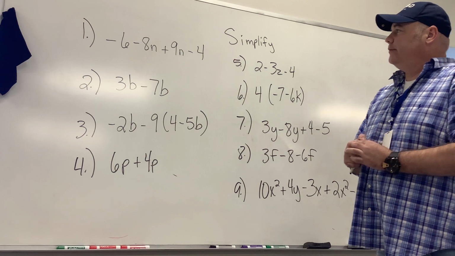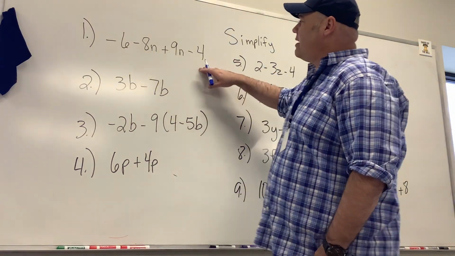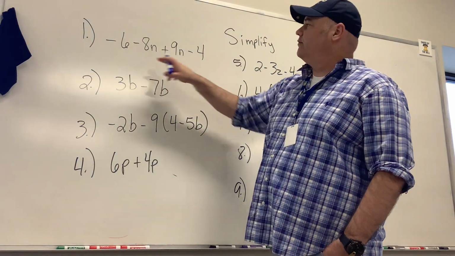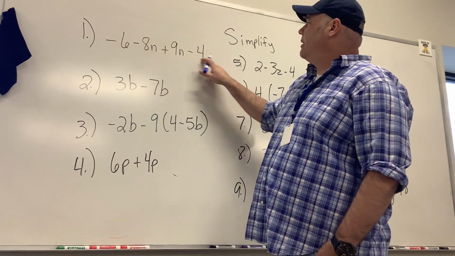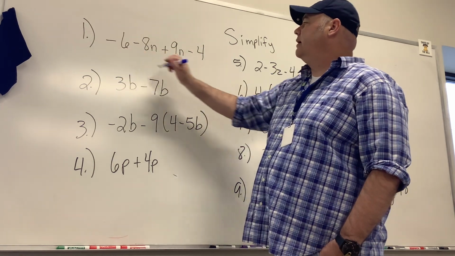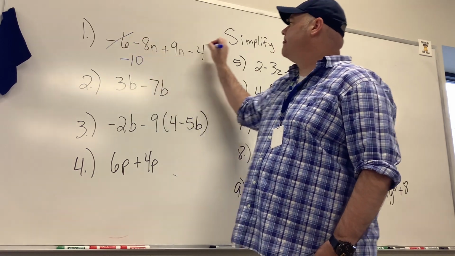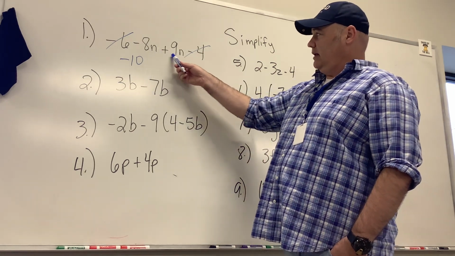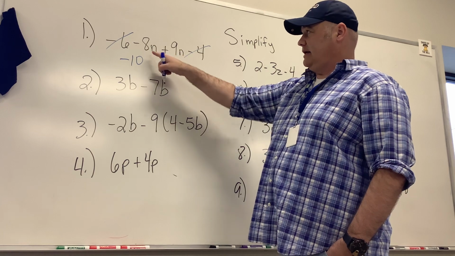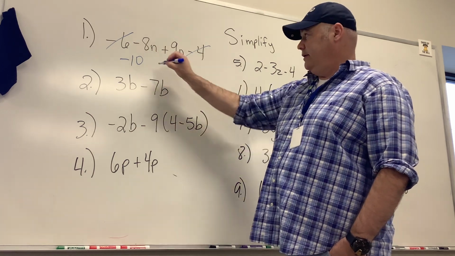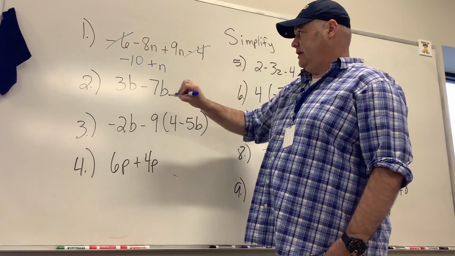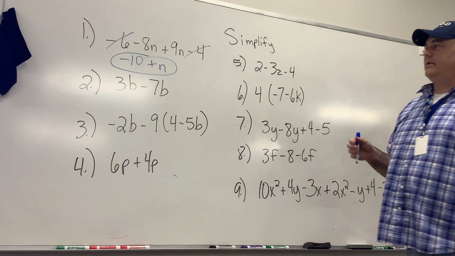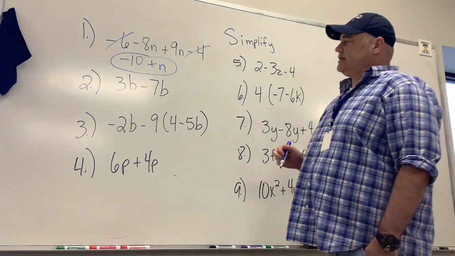So number one, like I said, I go left to right. You don't have to. You can start with a variable, but it's just easier for me to keep track of. So -6 minus 4. Those are the two numbers that you can combine, which becomes -10. And then -8n plus 9n is 1n, and it's positive. So -8 plus 9 is positive 1. So we don't put 1 in, we just put n. Now if you put 1 in, you're not wrong, but we want to get out of that habit, okay? So we have -10 plus n.